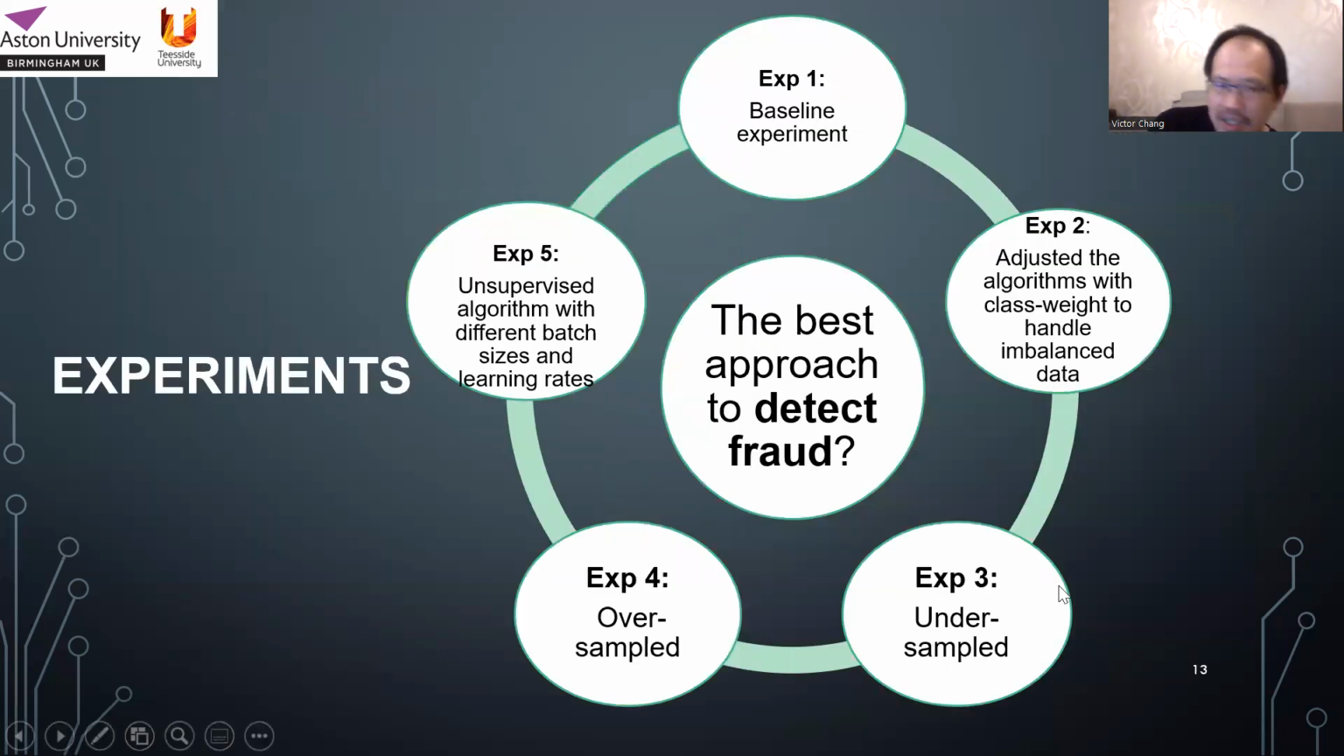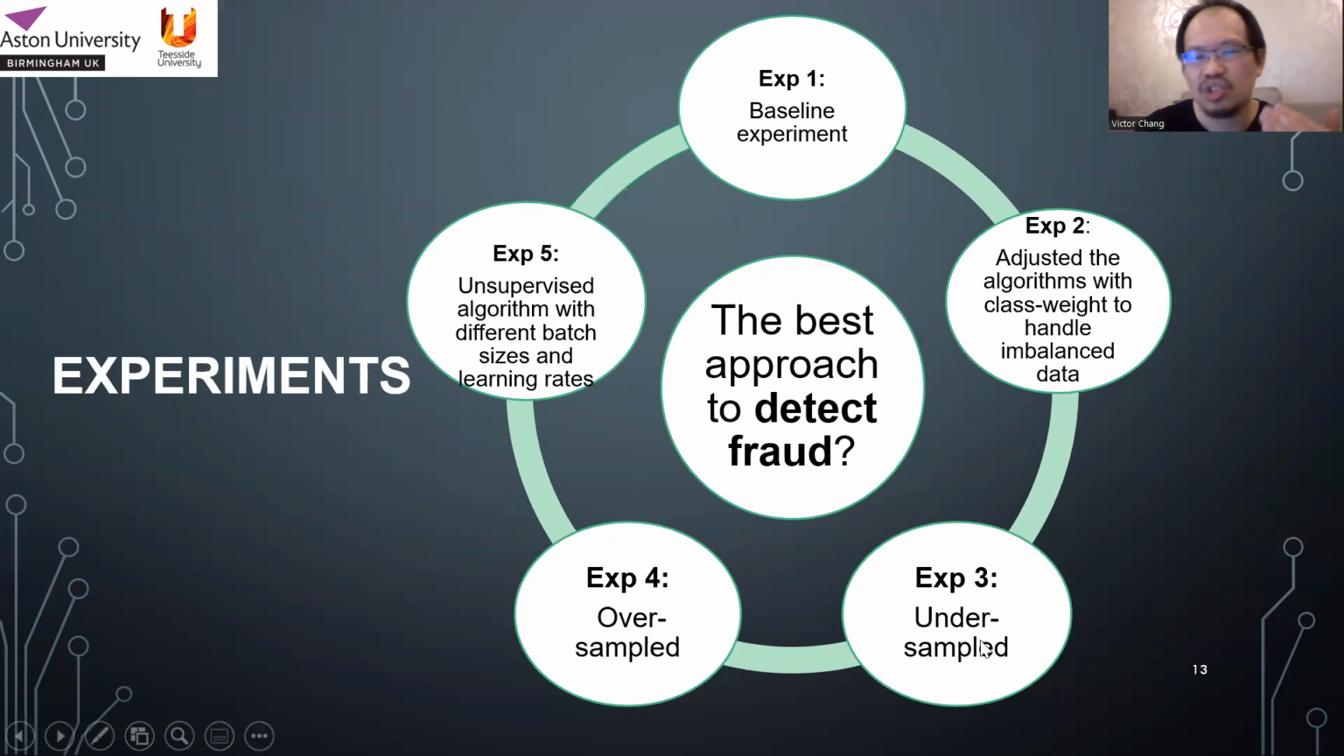That's the research question we have to think about: the best approach to detect frauds. In this case, we propose five experiments, which allow us to have a very comprehensive method. We are not going to lose anything. Experiment 1 is a baseline experiment. Experiment 2 adjusts the algorithm with class weights to handle imbalanced data, so that imbalanced data will not lead to more outliers, unexpected results, or lower accuracy.